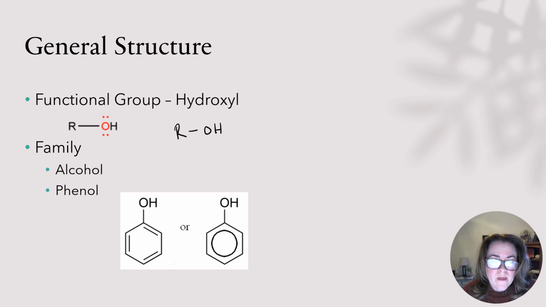Important to remember that that oxygen does have two lone pairs, because it does impact the way that it behaves. All right, as far as our families go, we have two classifications. One is an alcohol, and that's going to be not an aromatic. Okay, so your R group will not be an aromatic. And a phenol is where your R group is an aromatic. And so I have the pictures of what a phenol looks like right here.